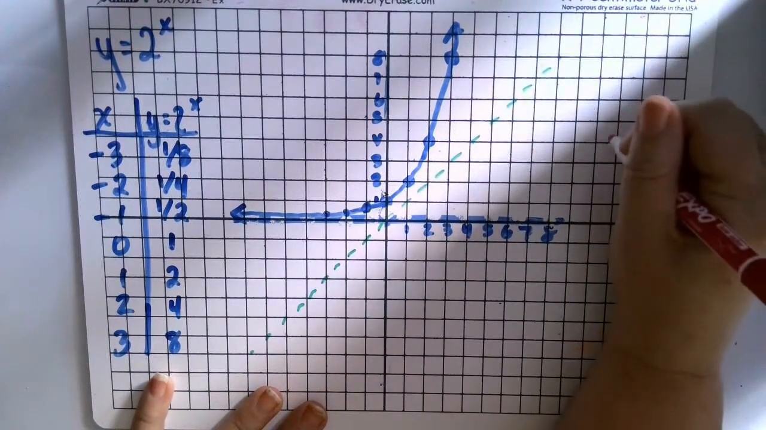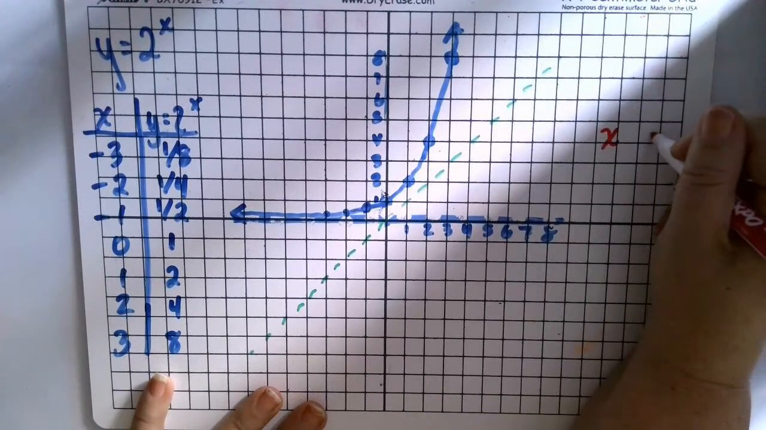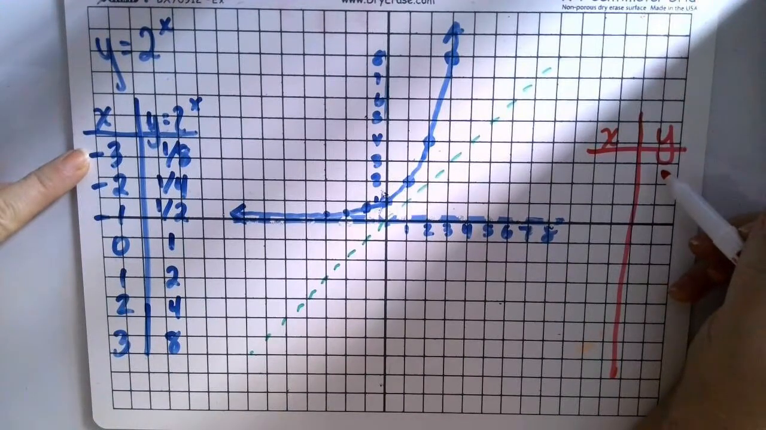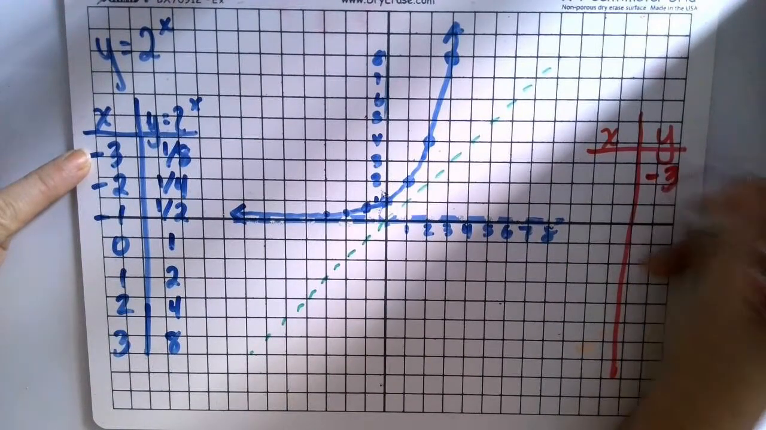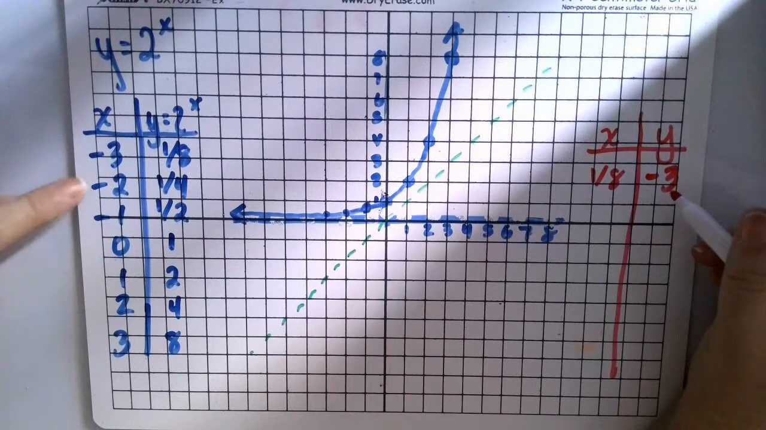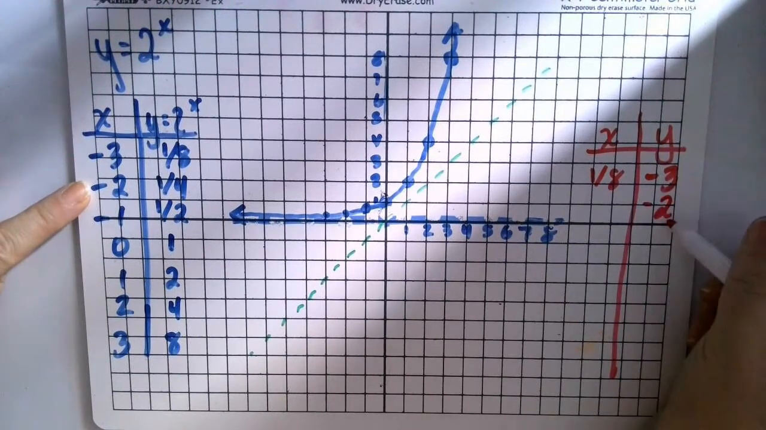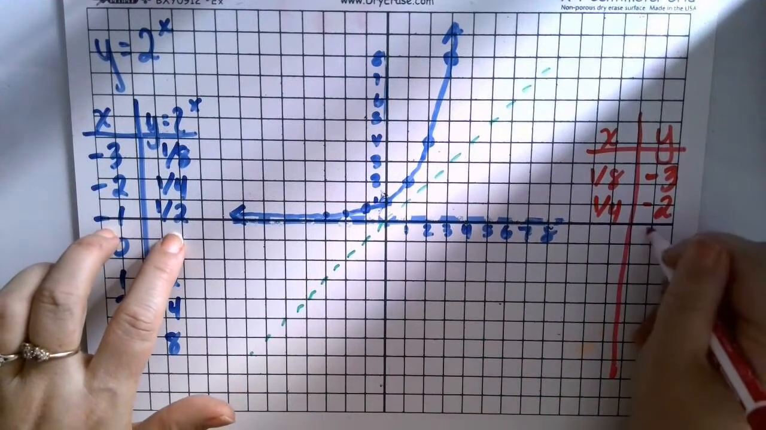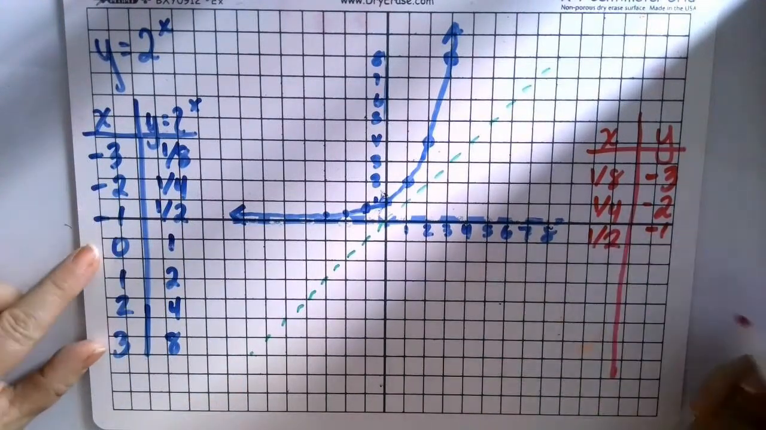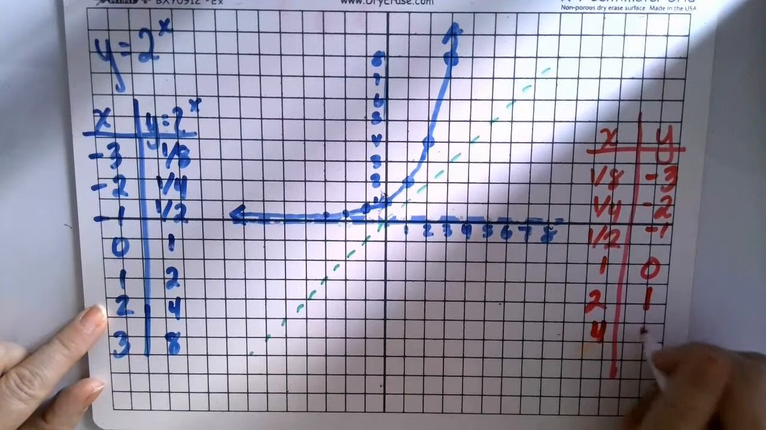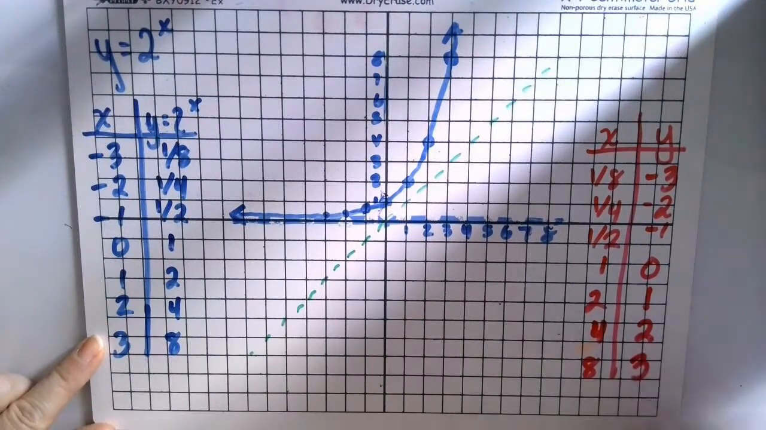So the inverse graph, I'm going to plot the points x comma y, where now my negative 3 on the graph is the inverse, the y value. So 1/8, negative 3 would be on the graph of the inverse. Then negative 2 would be the y of my inverse, so 1/4 would be the x, right? I'm switching these x and y coordinates to get the ordered pairs for the inverse. So 1/2, negative 1, then 1, 0, 2, 1, 4, 2, and 8, 3.